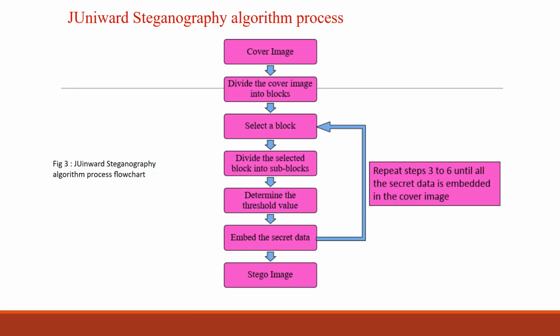Now we embed the secret data in the selected block by modifying the pixel values of the subblocks based on the threshold value. Now we have to repeat steps 3 to 6 until all the secret data is embedded in the cover image. The final step is to save the stego image. We save the modified cover image as the stego image, which now contains the hidden secret data.